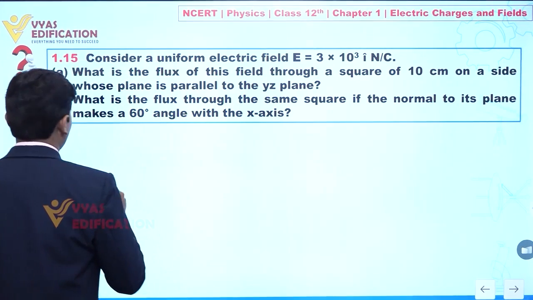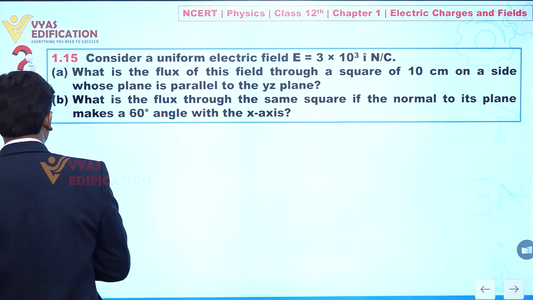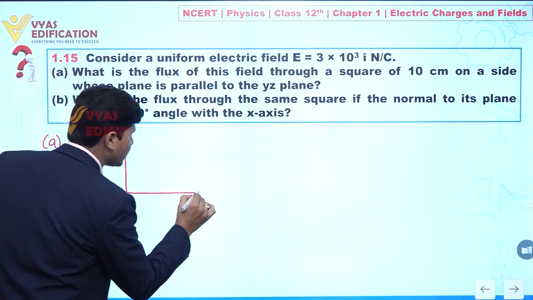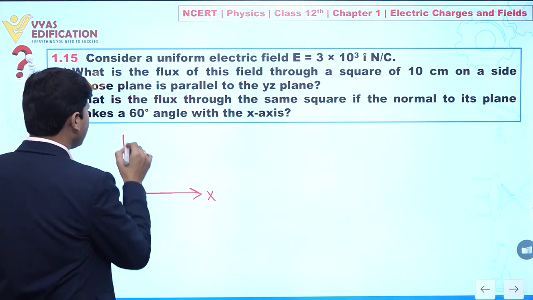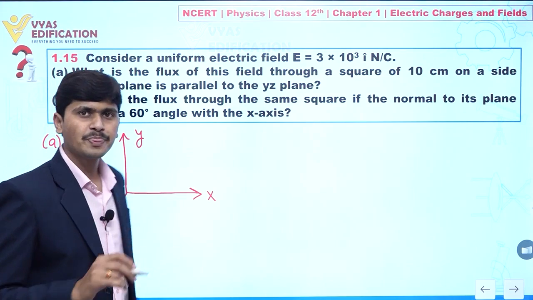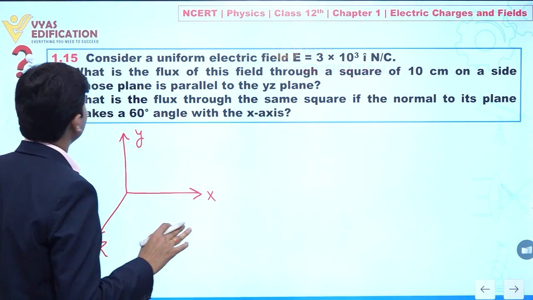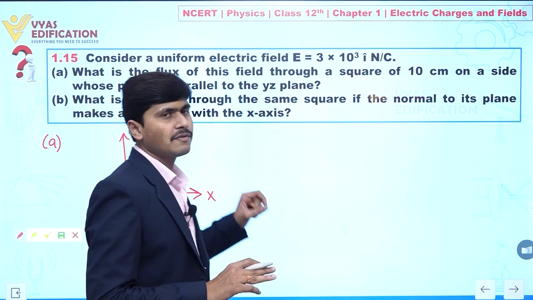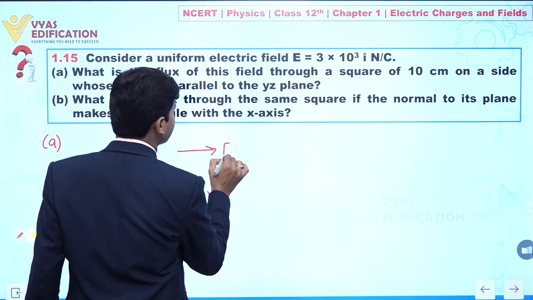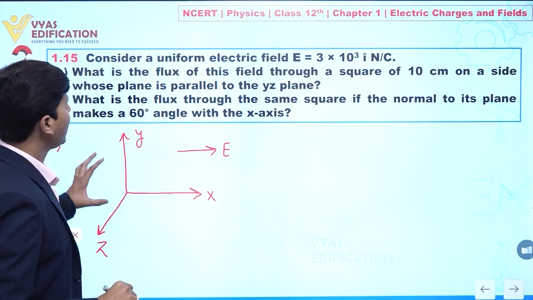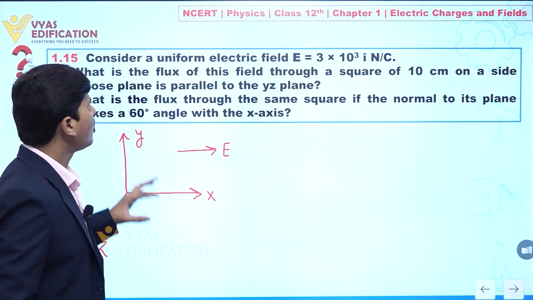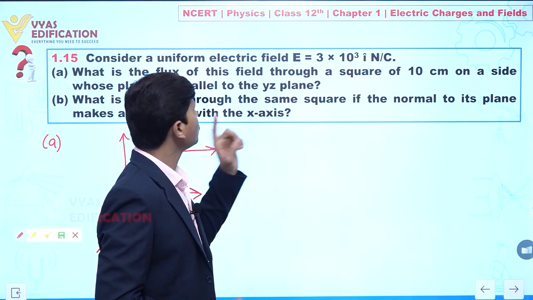Clear? So now concentrate on the screen. If we talk about part A, let's suppose I am assuming this is the x axis. Clear? Here we have the y axis and this is the z axis. Clear to you? Yes or no? Now consider a uniform electric field. The uniform electric field is given to you in the x direction, so in this direction. Clear? We have a square plate, or square plane, with side parallel to the YZ plane.